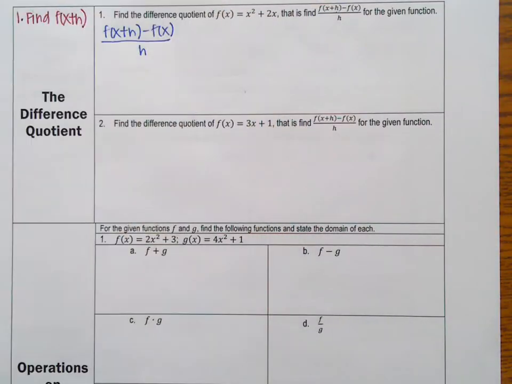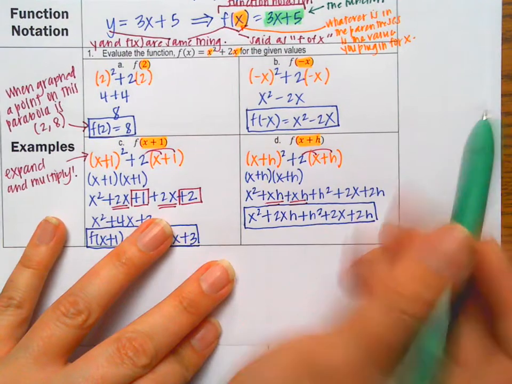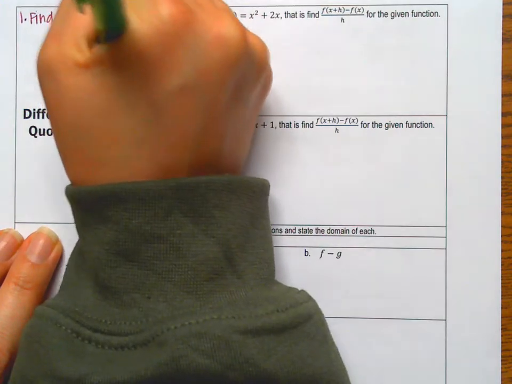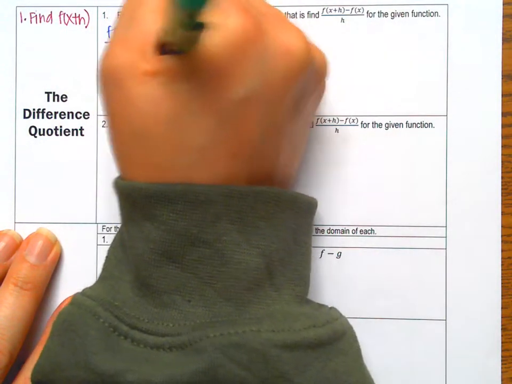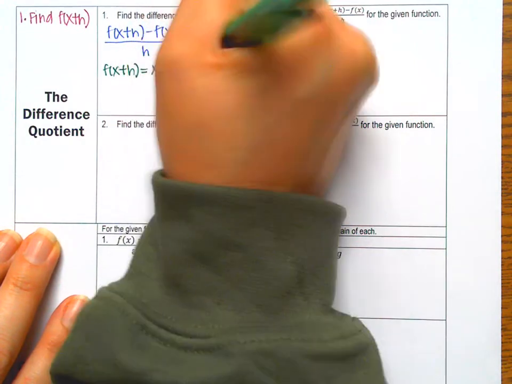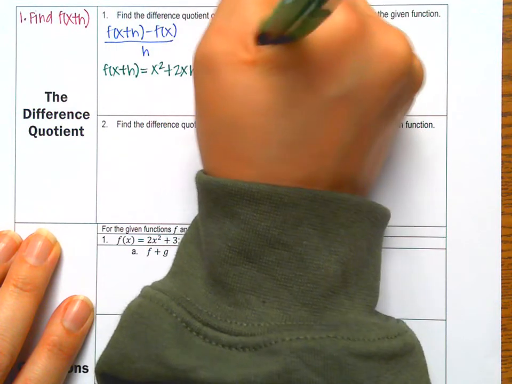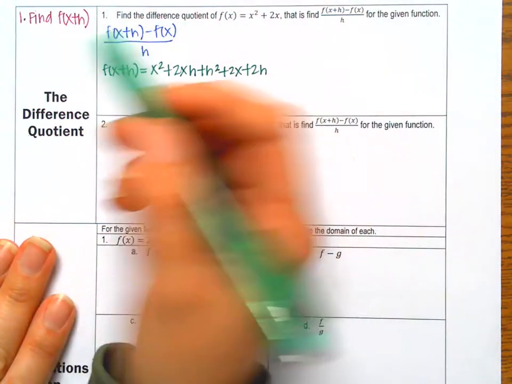Now, we already found that in the notes from before. We already found f of x plus h for this x squared plus 2x, so I'm not going to redo that. I'm just going to use that work again. So f of x plus h, I'm just going to copy that, was x squared plus 2xh plus h squared plus 2x plus 2h. Okay, so that's step one.